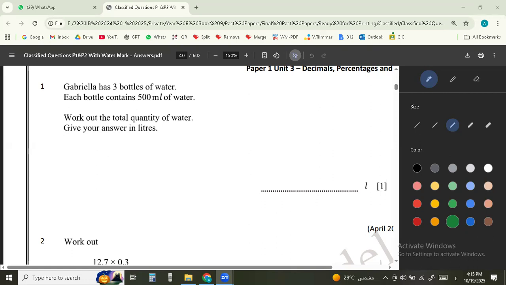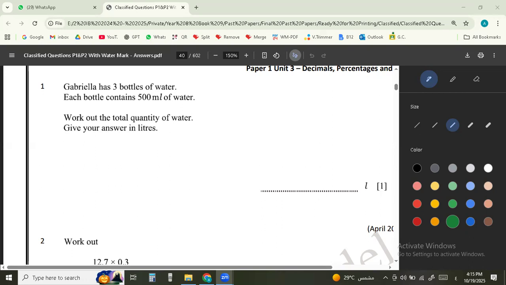In today's video, we're going to discuss Paper 1, Unit 3. Let's start here with the first question. Paper 1 is without using a calculator. So we're going to work everything out by ourselves, no calculators.